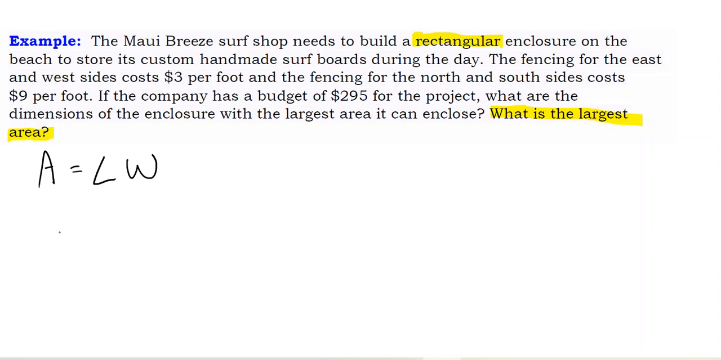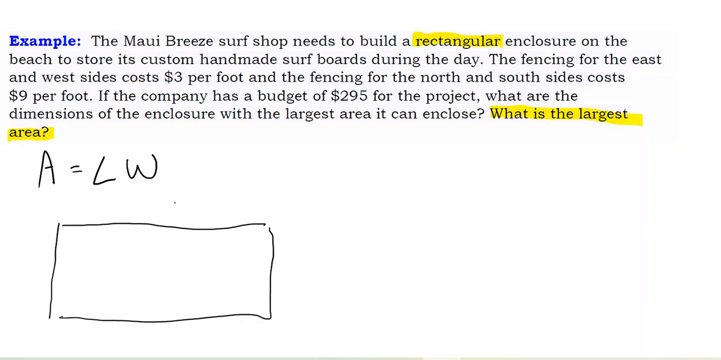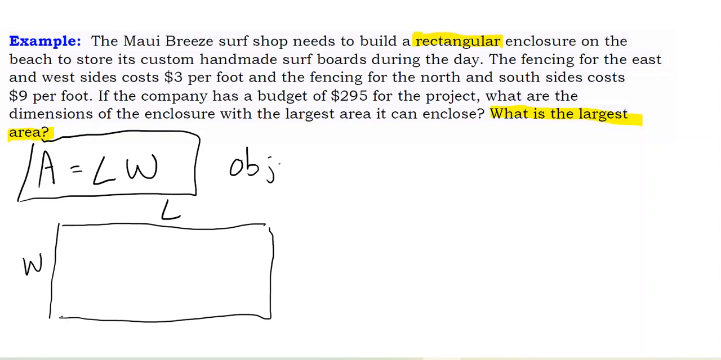And so I'm just going to draw a little picture here of a little rectangular area. And so this would be the length, and this would be the width. And we want to maximize that. So this is our objective function. But the objective function has two independent variables, length and width. So that means we need a constraint.